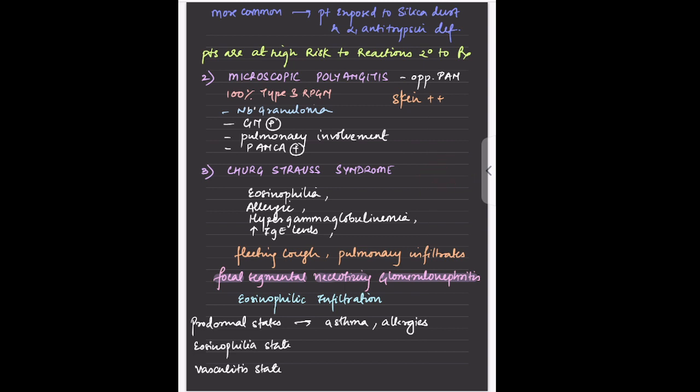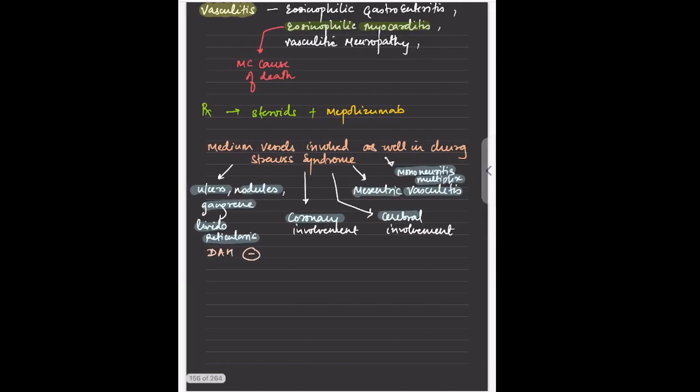So there are three stages. There is the prodromal stage, which will be asthma and allergic conditions. There is the eosinophilic stage and there is the vasculitis stage. The vasculitis will be affecting and causing eosinophilic gastroenteritis, eosinophilic myocarditis, and vasculitic neuropathy. So the CNS is involved, the heart is involved, and the GIT is involved: gastroenteritis, myocarditis, and neuropathy. Eosinophilic myocarditis is the most common cause of death. The patient is administered steroids and mepolizumab. Okay.